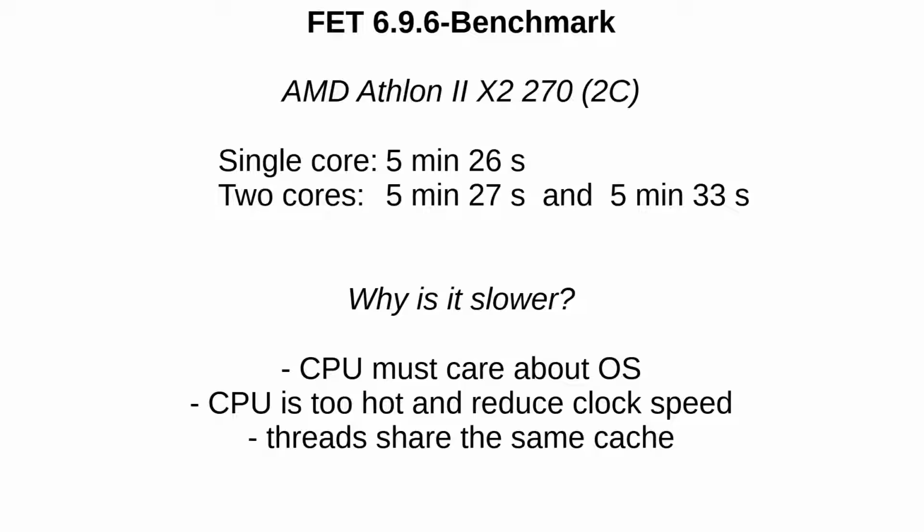Why was it slower? Maybe the CPU cared about the operating system, so it checked the keyboard, painted on the screen, or checked for updates. Or maybe the CPU was too hot and reduced the clock speed. Maybe it was slower because the 2 cores share the same cache, so in total, each core has only half the cache size. We will investigate this some more with the next CPU.